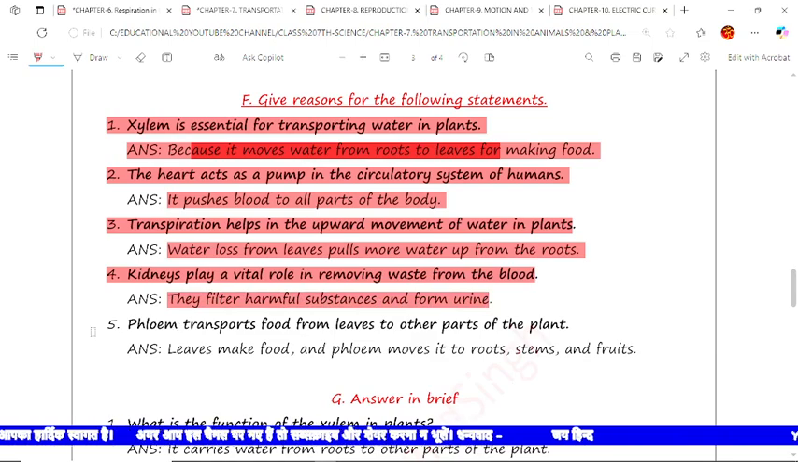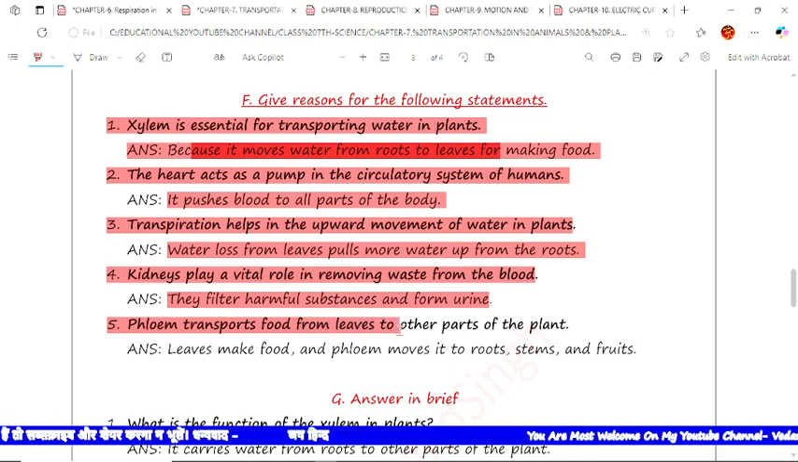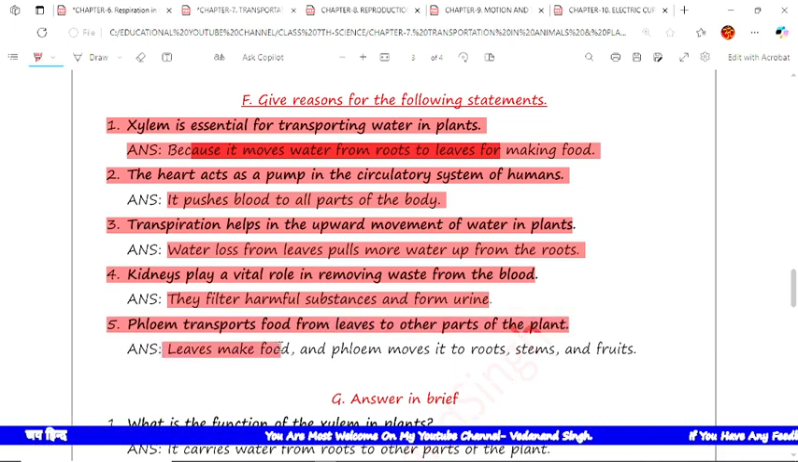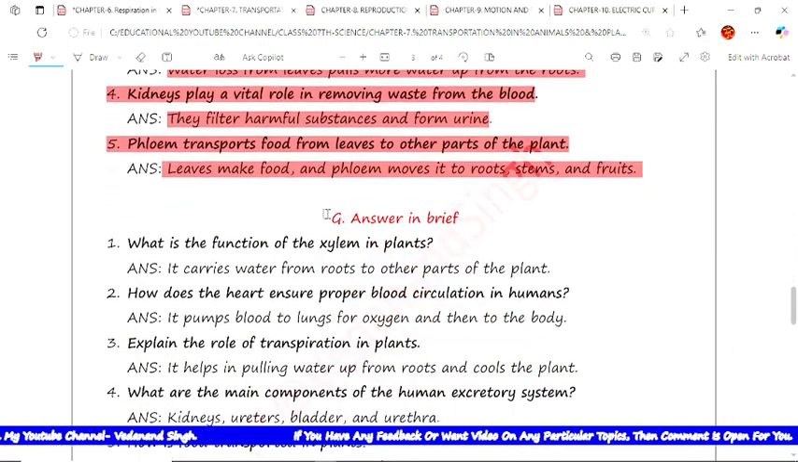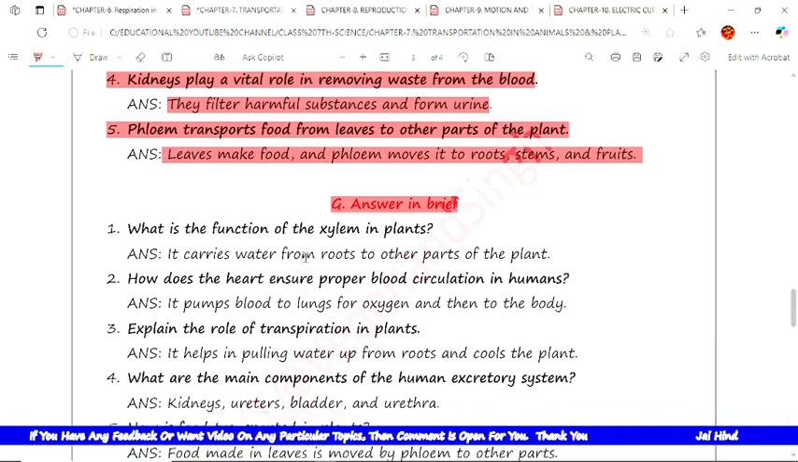Now the next statement is the phloem transports food from leaves to other part of the plant. The reason is leaves makes food and phloem moves it to root, stems and fruits. Now the next part of the question is answer in brief. Means there are questions given here and we have to write the answer in brief.